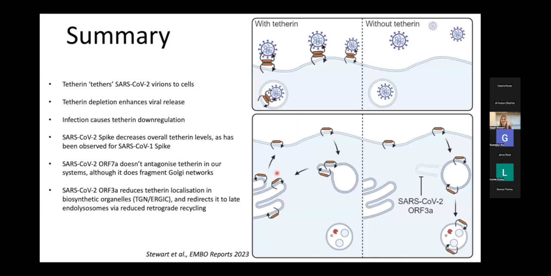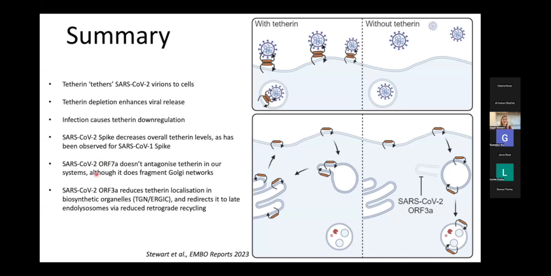So to summarize, I hope I've convinced you that Tetherin does indeed play a role in restricting SARS-CoV-2 viruses to their cells. As we deplete Tetherin, we see an increase in virus release. However, SARS-CoV-2 appears to have evolved multiple mechanisms to downregulate Tetherin. One of these is, as previously reported for SARS-CoV-2, through a spike-mediated mechanism, decreasing overall protein levels. The ORF7a mechanism previously published in SARS-CoV-1 wasn't reproducible in our hands, although we did see an effect on the trans and cis-Golgi network fragmentation.